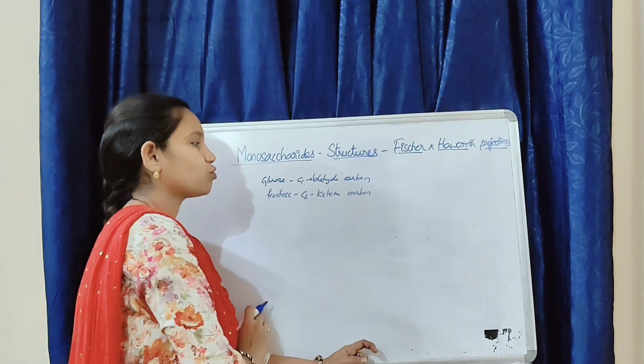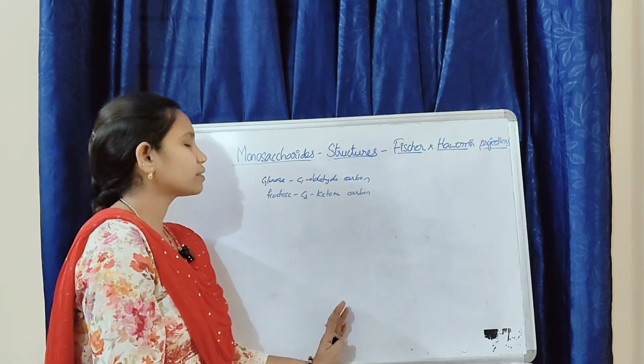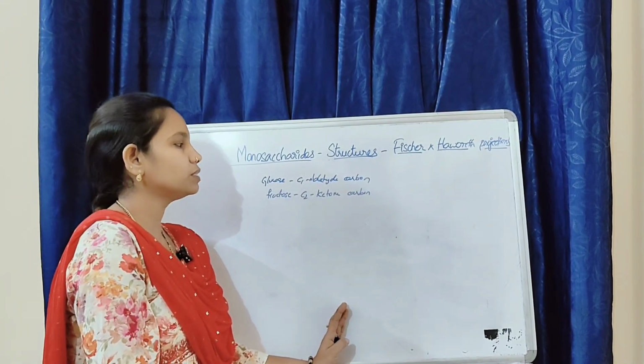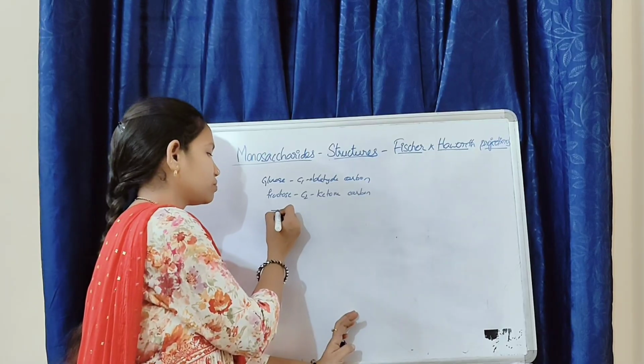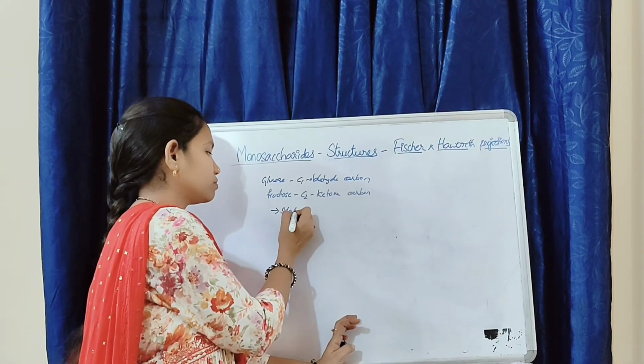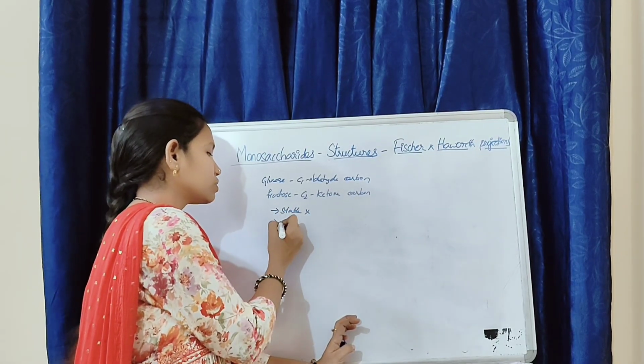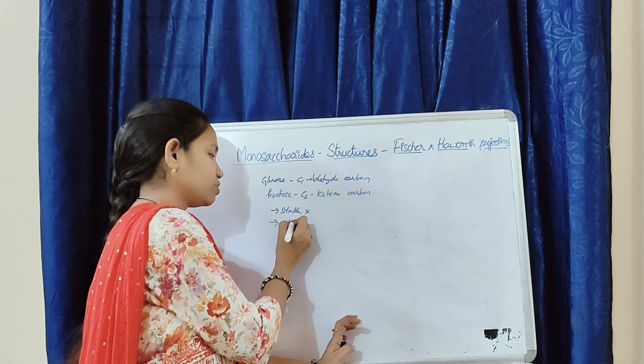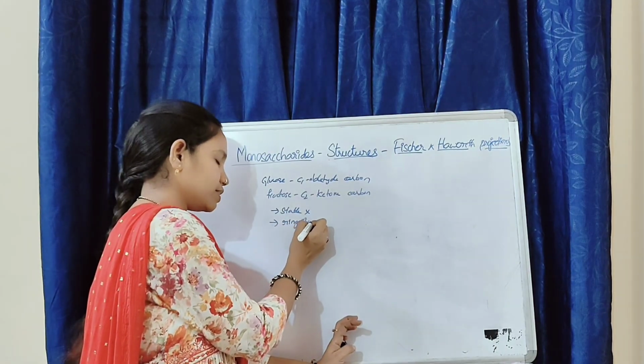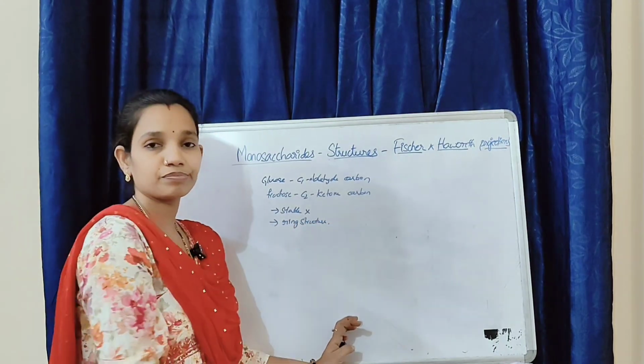But remember, in water, monosaccharides cannot be stable. They cannot be stable. Most sugars prefer ring structure only. About this we'll discuss.